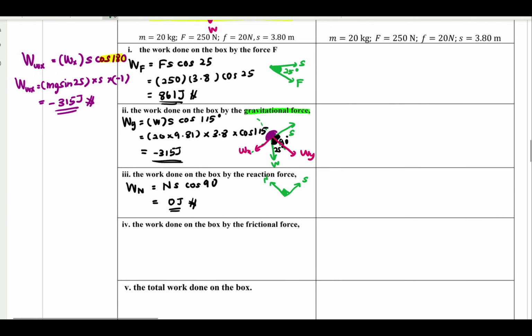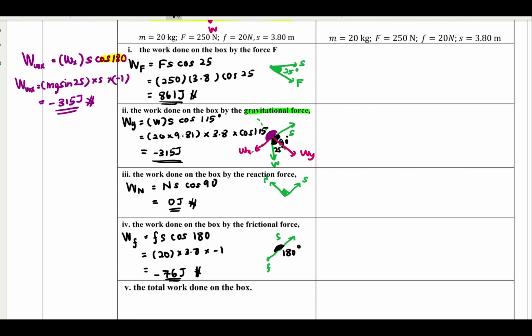And then the work done by the frictional force. Okay, sama juga. Okay, S, okay, ke atas, up the inclined plane, and this is the frictional force. Okay, so the angle should be 180. Kan? 180 degree. So the work done, okay, on the box by the frictional force should be F s cos 180. Okay, and then frictional force dia dah bagi tadi 20 Newton times 3.8 times negative 1. So the answer should be negative, which is 76 joule.